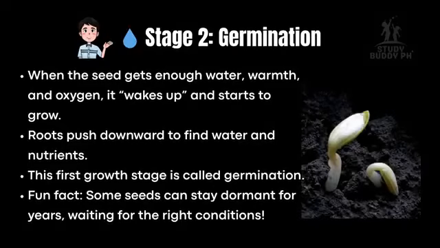When the seed gets enough water, warmth, and oxygen, it wakes up and starts to grow. Roots push downward to find water and nutrients. This first growth stage is called germination. Fun fact: some seeds can stay dormant for years, waiting for the right conditions.